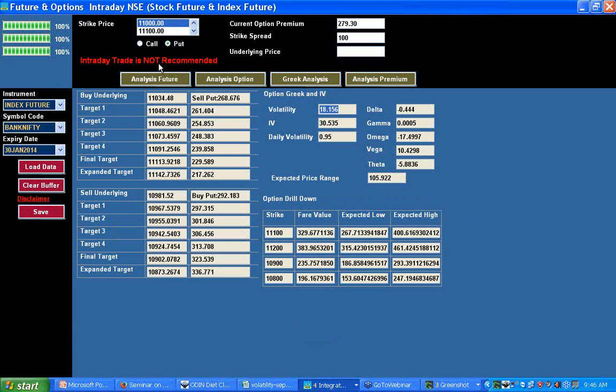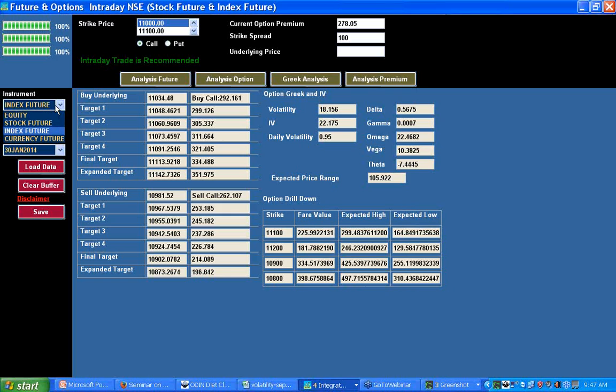That doesn't mean that 11,000 call option only you will buy. I did not say that. You can think of selling at 262 also, keeping a stop loss of 292, aiming at a target of 199. So once the Bank Nifty breaks below 10,981, you can think of selling this call option also, because trade is recommended. Here implied volatility is very much within your reach. So you can think in that aspect also. So it is not that you should only buy.